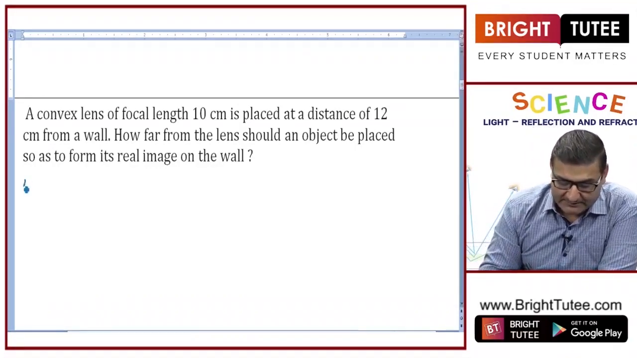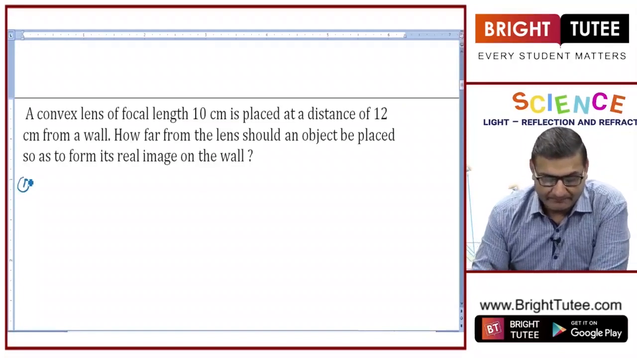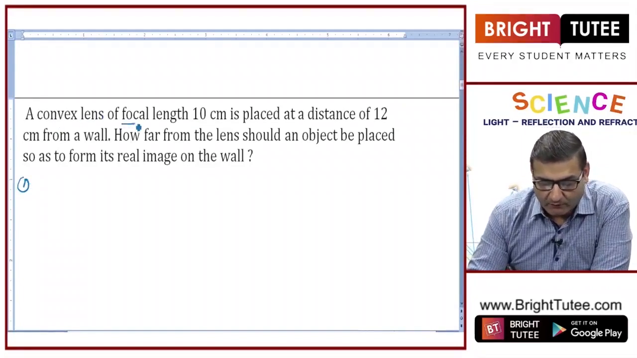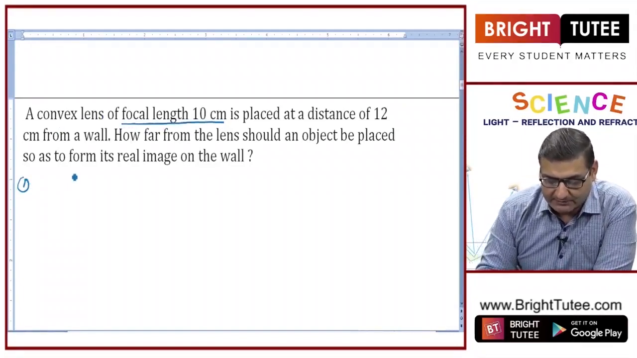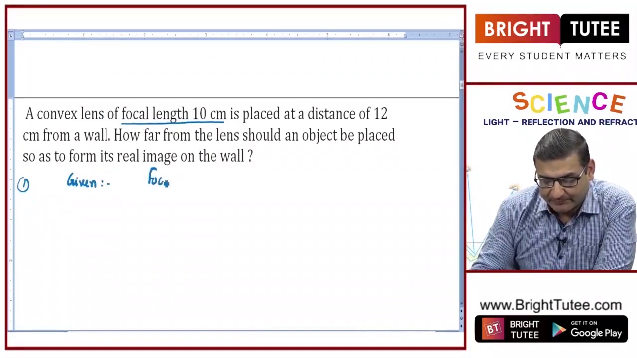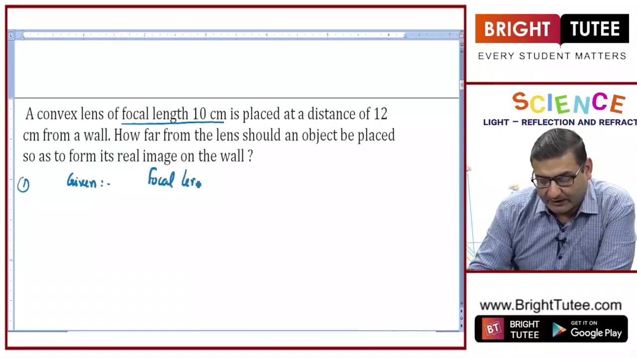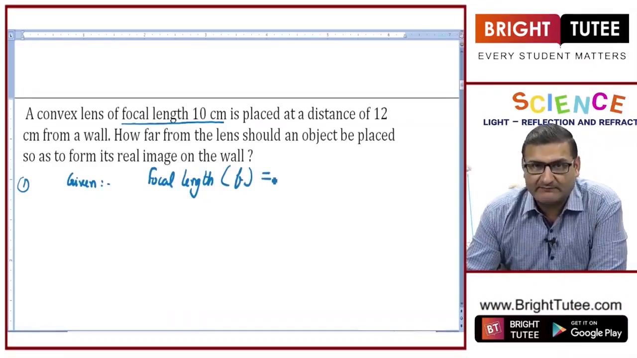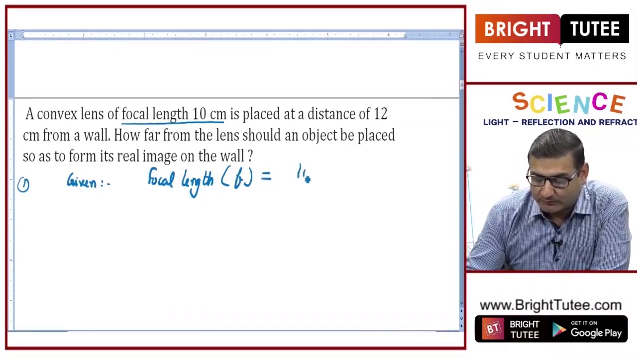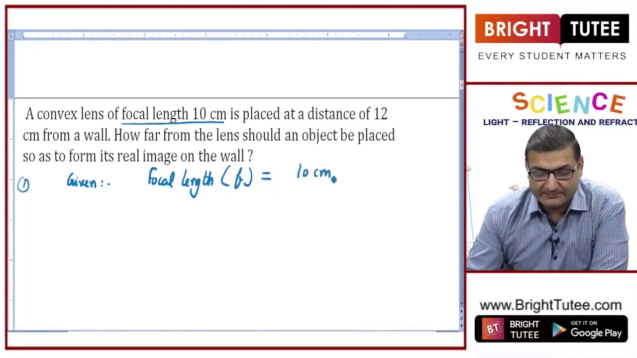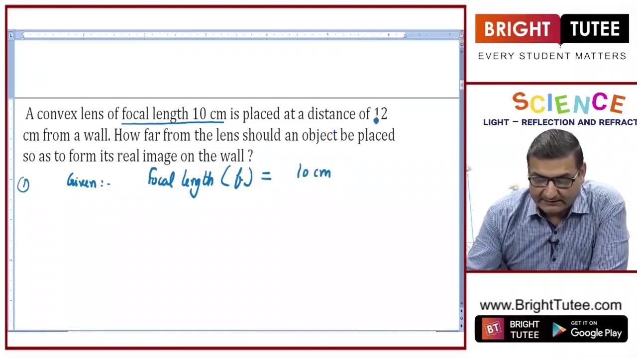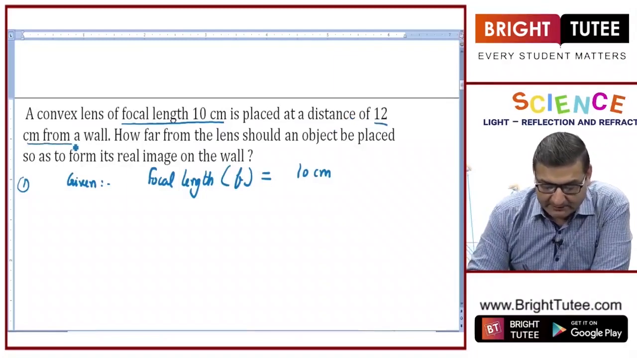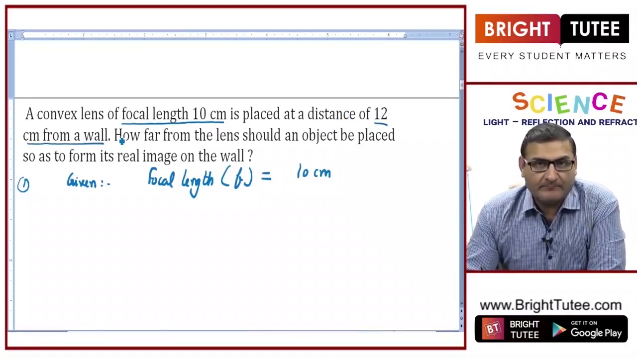Let us see. This is our first numerical that we'll be taking. A convex lens of focal length 10 centimeters. So given to us in the question is the focal length. Now, this focal length we have to write specifying it. In the bracket, we mention that we are representing this focal length with small f. This is given to be 10 centimeters. It is placed at a distance of 12 centimeters from a wall.